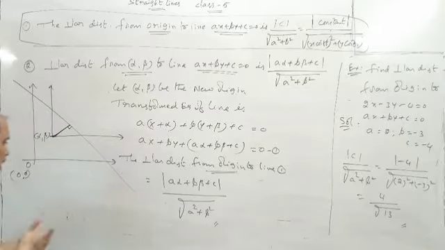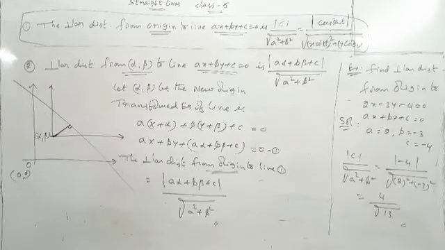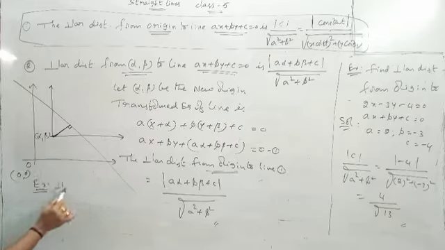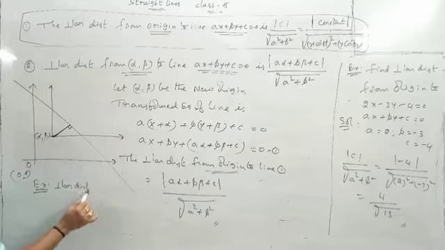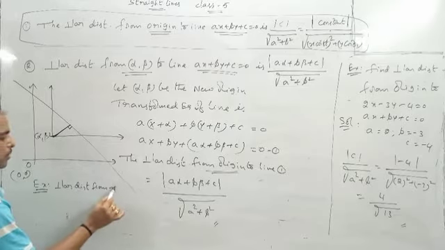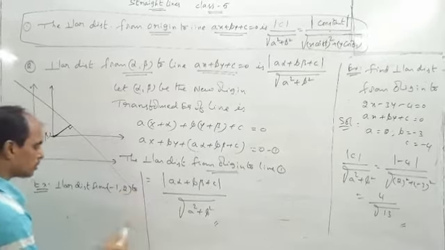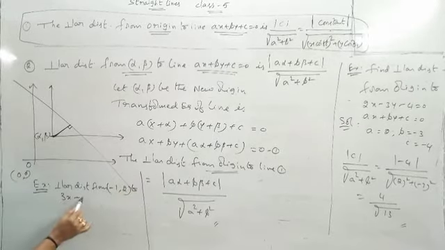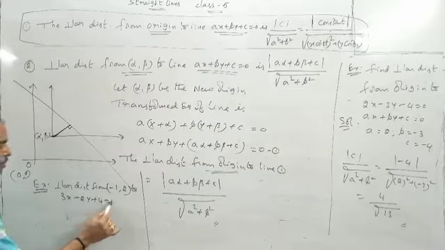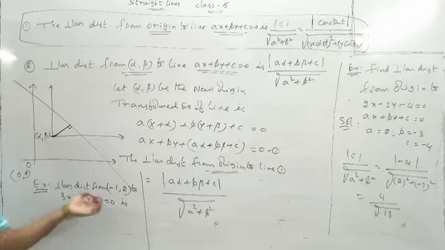Okay, I will give here one example. Perpendicular distance from -1 comma 2 to the line 3x minus 2y plus 4 is equal to 0. This is the perpendicular distance from a point to a line.